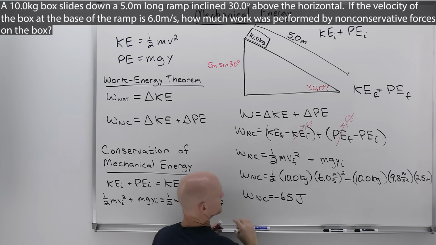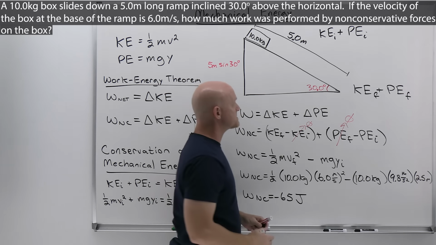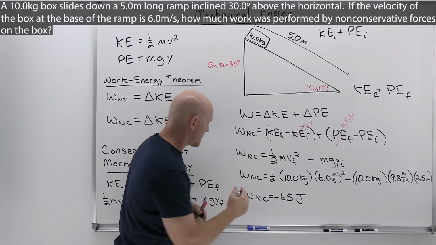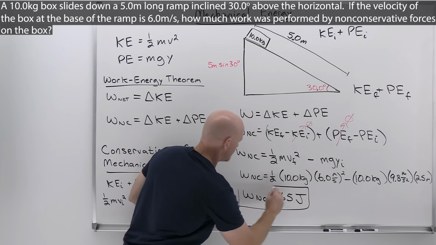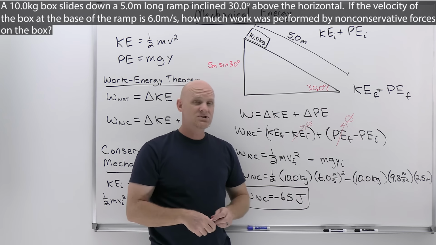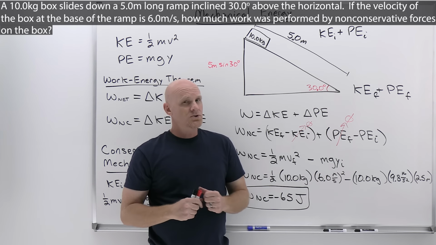And that is joules. And we need 2 sig figs based on the 6.0 meters per second and the 5.0 meters. And that is 2 sig figs. So there's your work done by friction. It came out negative, just like we expected it to for a non-conservative force. And life is good. Now, a couple other things to look at here.